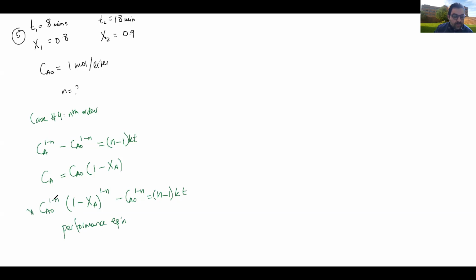Equation I'm using for this problem. So now let's just start solving, or let's see what we can do with this. Okay, so now I'm going to take Ca naught out, and I'm going to get this expression: 1 minus Xa to the 1 minus n, minus 1, is equal to (n minus 1) kt. And if you recall, a couple of problems ago, I lumped the constants, so I'm going to lump the constants in this case as well.